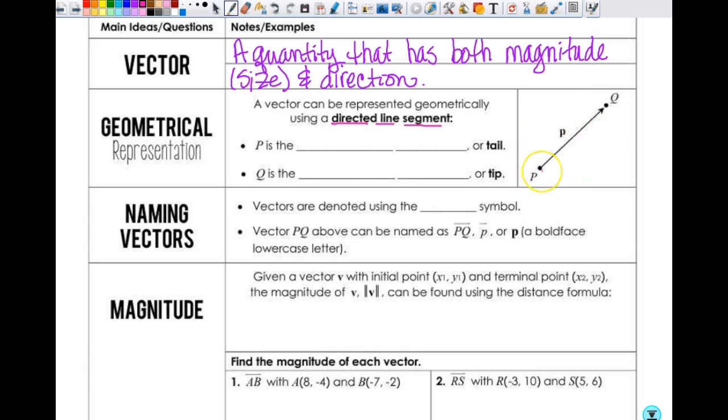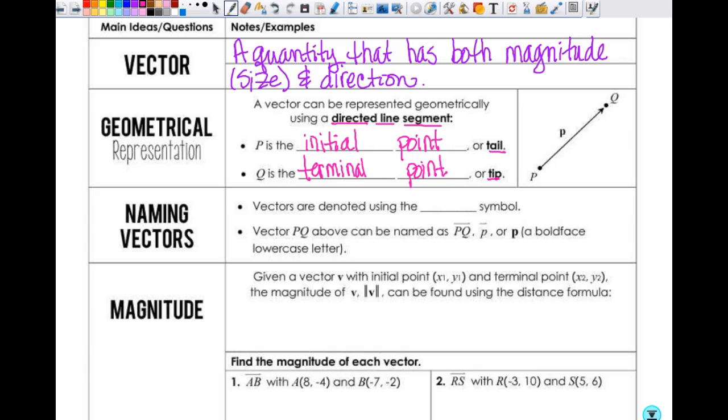In this vector here, point P is the initial point, or the tail, and Q is the terminal point, or the tip. All right, so P is the initial point or tail, and Q is the terminal point. Okay, so you start at the initial point, you end at the terminal point. And there's not always a point after the arrow either. Those are just literally what might be there.